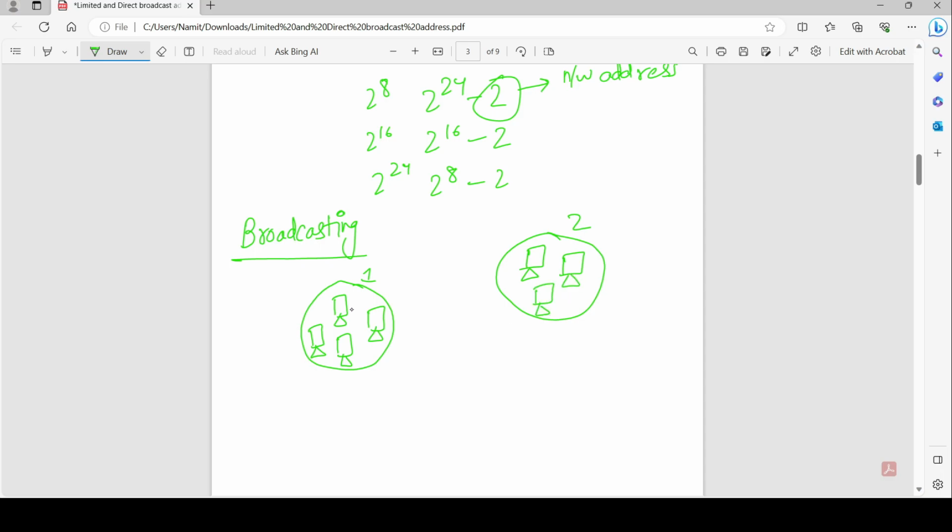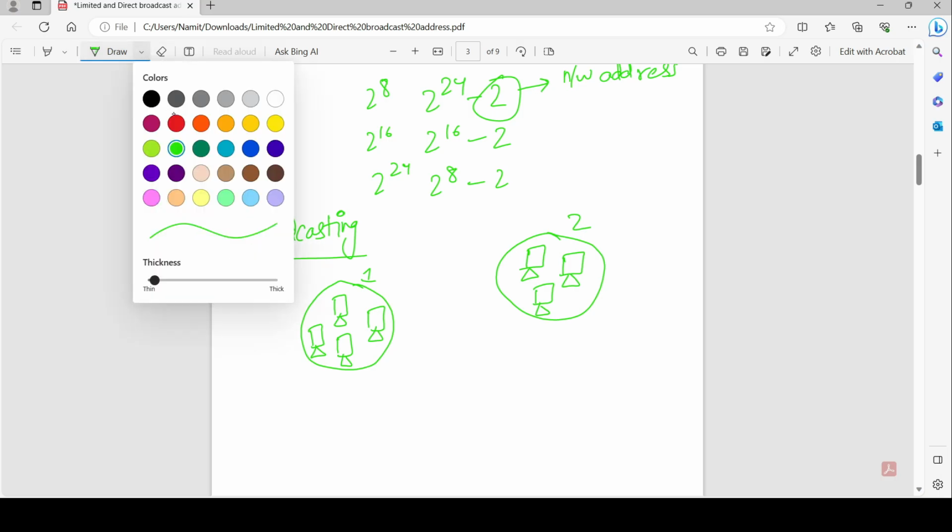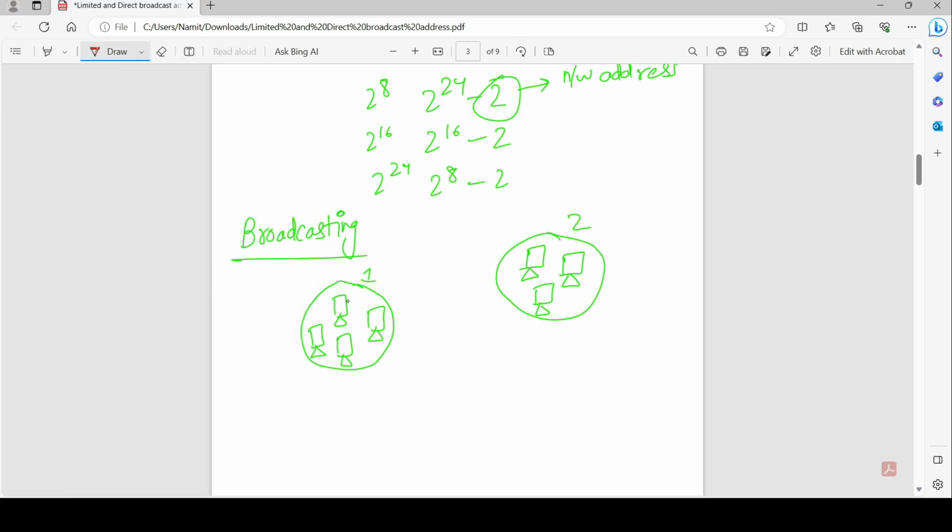Okay, so let's say there is one host. I'll just color it in red. Let's say this host here, in red, wishes to transmit data to all the devices. This process is known as broadcasting, when a host wishes to send data to all the devices.